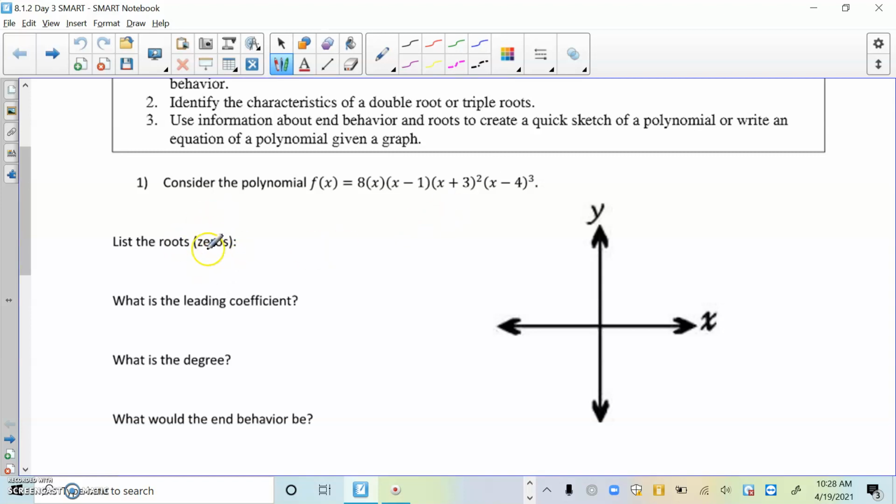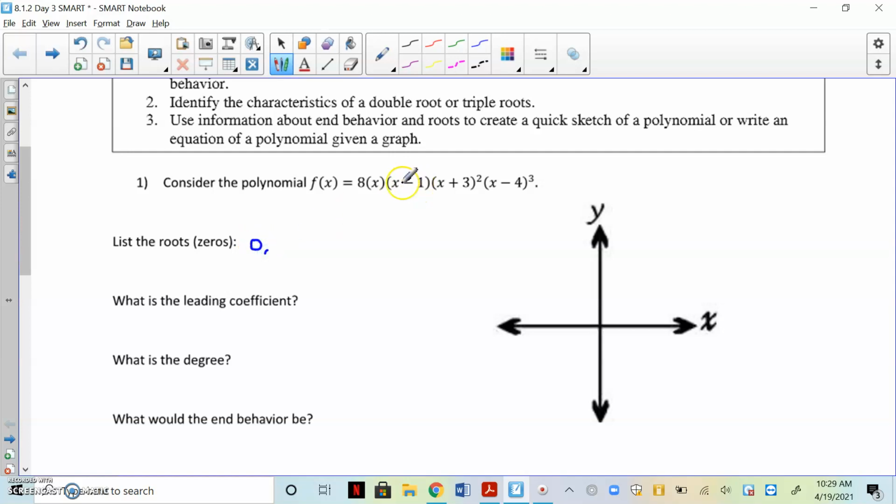Let's start by listing the roots, also known as the zeros. So remember, you get those from every set of parentheses, right? Everywhere there's an x, there's a zero or a root to be found. So this one, you'll notice looks a little different than what we're used to. That just means that it's a zero of 0 or a root of 0.